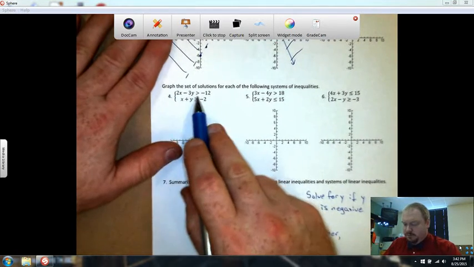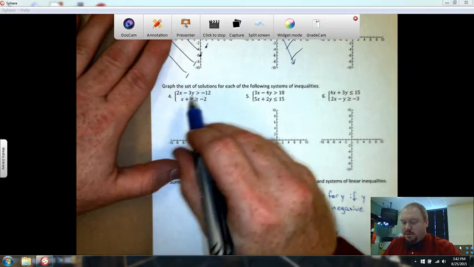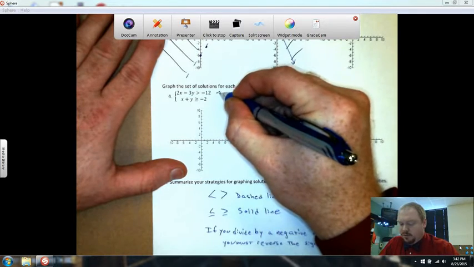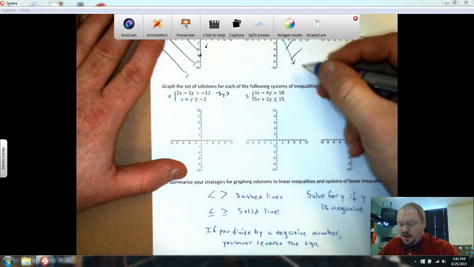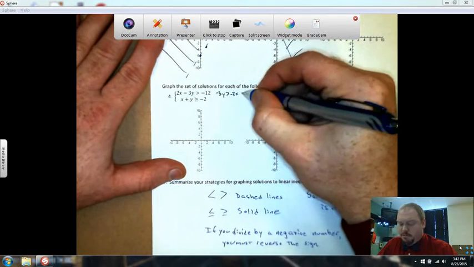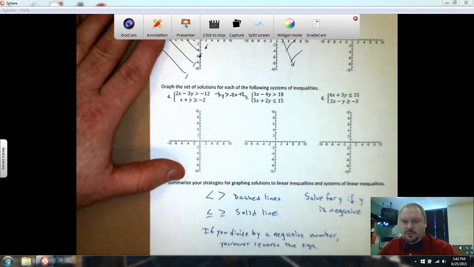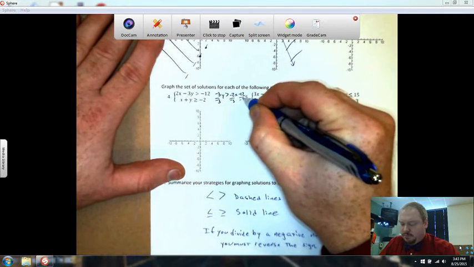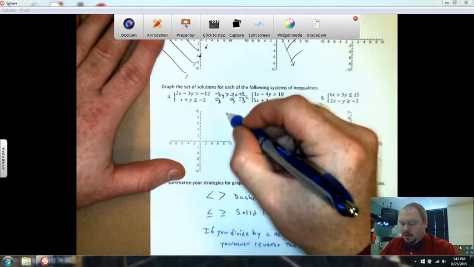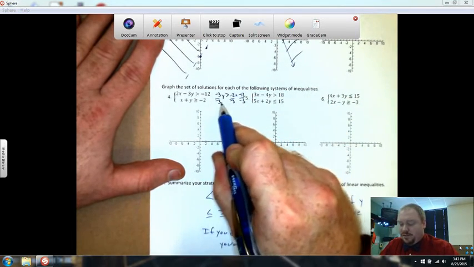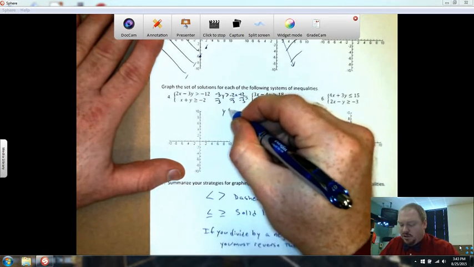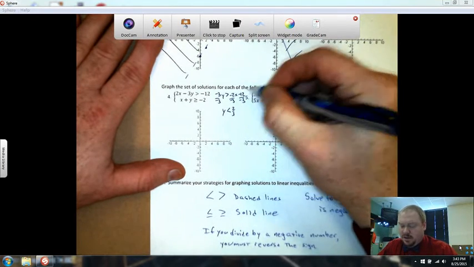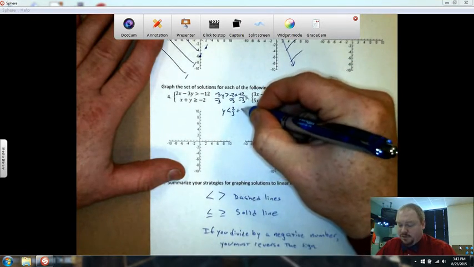So, this first one, I'm going to subtract 2x from both sides. So, minus 2x, minus 2x. So I get negative 3y is greater than negative 2x minus 12. Now I'm going to divide everything by negative 3. Because I divided by a negative number, I reverse the sign. Negative 2 divided by negative 3 is positive 2/3. Negative 12 divided by negative 3 is positive 4. Don't forget your x.